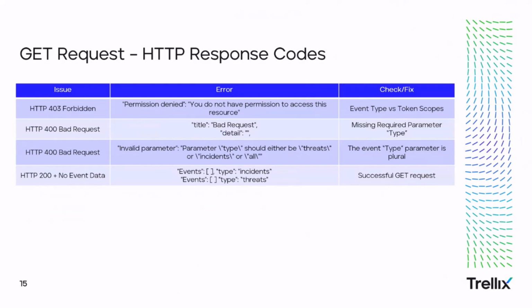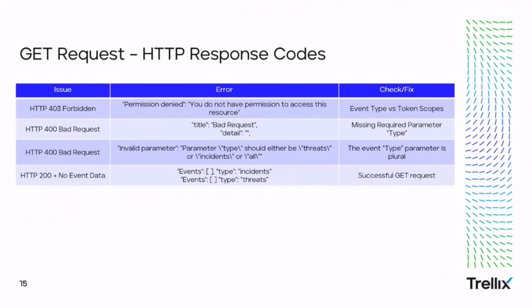In this case, you would need to take one of two routes. You would either need to redo your token request to include both EPO evt.r and dp.im.r or even EPO.admin, or adjust your GET request to only include the type threats that corresponds to your token.